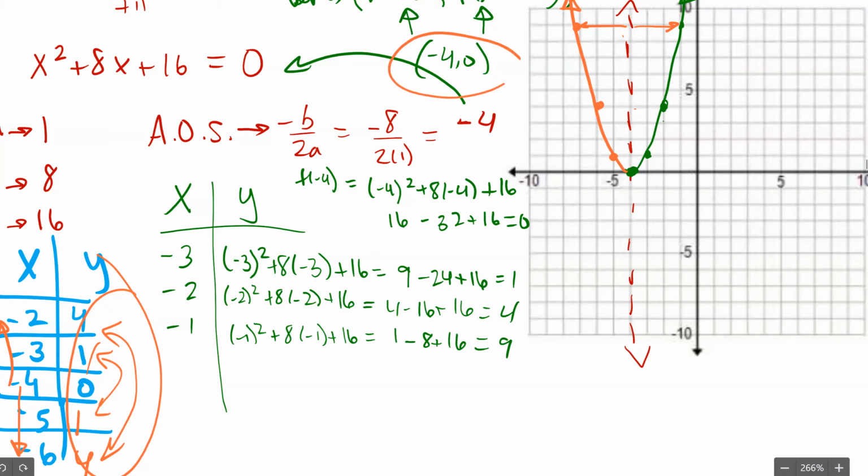It is at the vertex. Questions? Does axis of symmetry make more sense now? Maybe. That's my goal. Do we have any more? What was your question before? You answered? Okay. Cool. Yep.